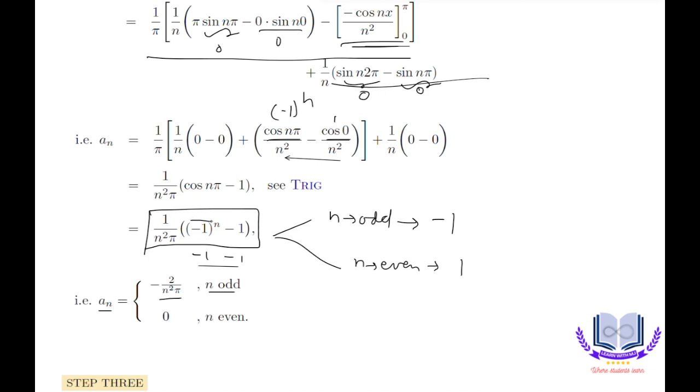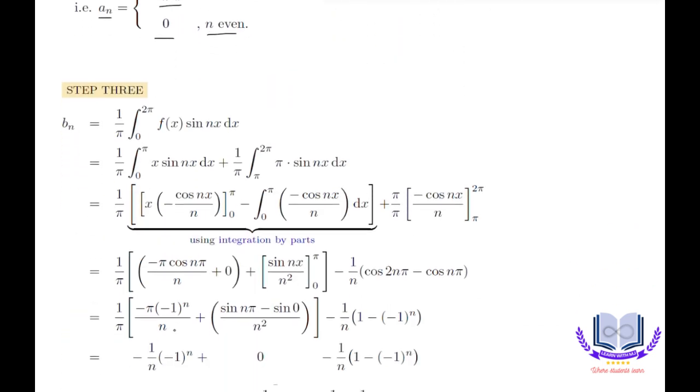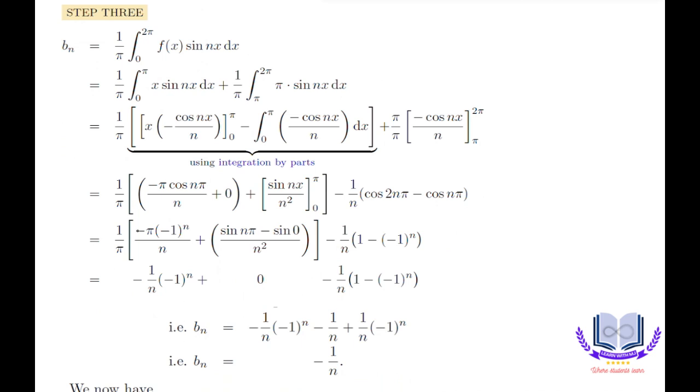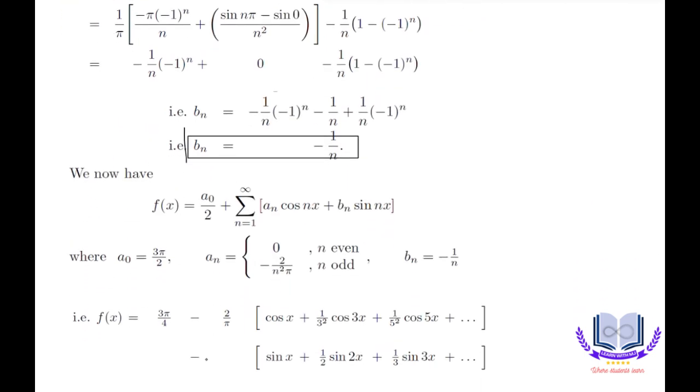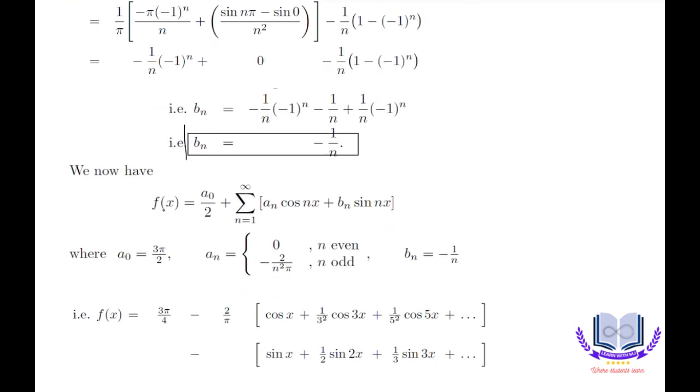And for n even, this value will become 1 and this is minus 1, which will cancel out and give the resultant answer as 0. So for n even, an value is 0. Now same, we have to calculate the value for bn. After the whole integration, we got the value of bn as minus 1 by n. Okay. Now what we have to do, we have to just simply put these values in f.